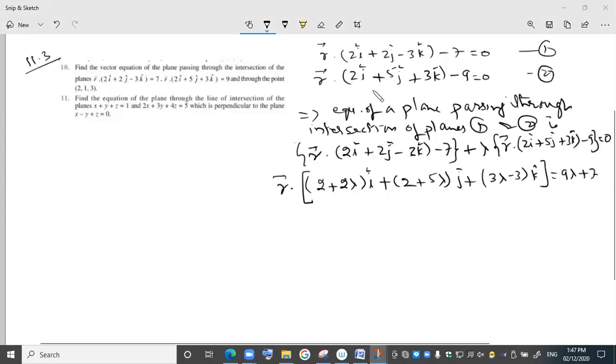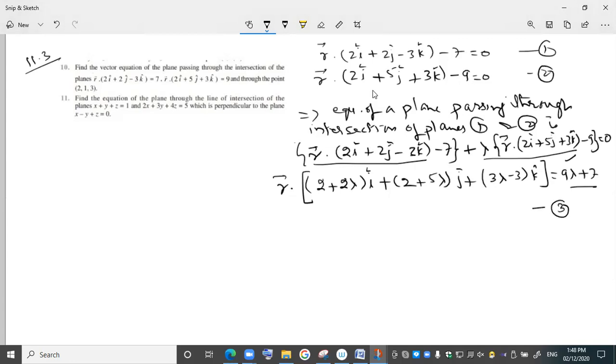Yes, your question is correct. We are taking r dot common, not from minus 7 and minus 9. We are taking r dot common from this and from this. Okay, and minus 7 and minus 9 lambda is taken right hand side. Minus 9 lambda will come here right hand side. Minus 7 will become plus 7. Okay, got it? This is the plane number 3. You can say this is the plane which is passing through the intersection of the given two planes.